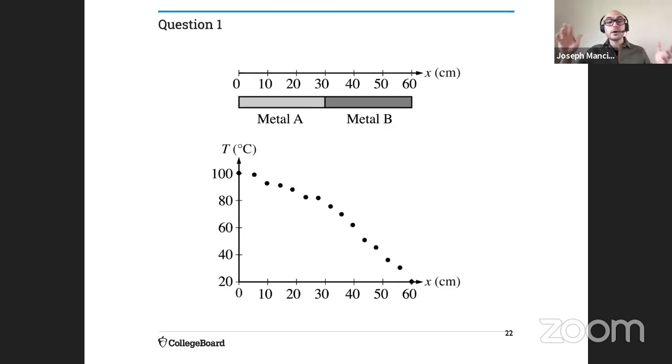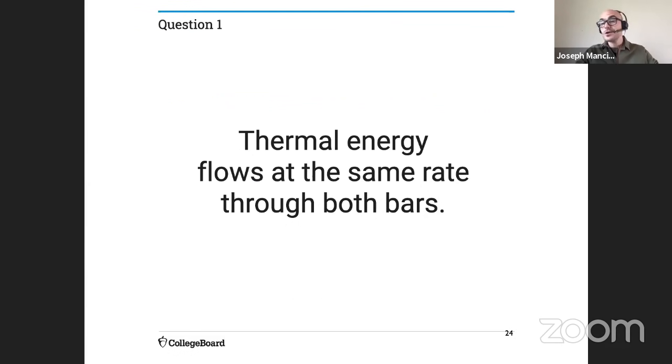Bar B is putting heat energy into whatever is keeping the right edge of it at 20 degrees Celsius. So if you were to just draw arrows showing the flow of energy, there's energy going into the bar because of a temperature difference on the left, and energy leaving the bar because of a temperature difference on the right. But this bar has reached steady state. They've been like this a while. So the net flow of energy is zero. Energy in equals energy out. That means the rate of heat exchange, the rate of heat flow, is the same. Thermal energy flows at the same rate through both bars.